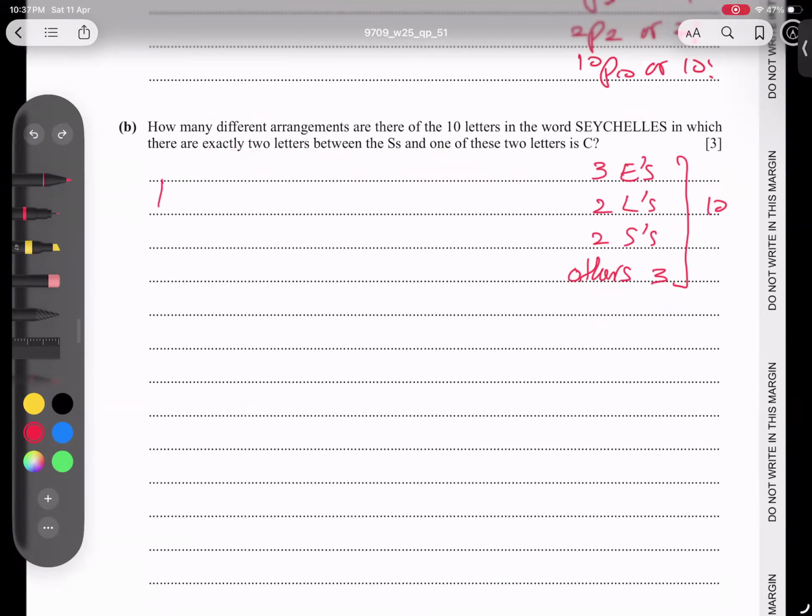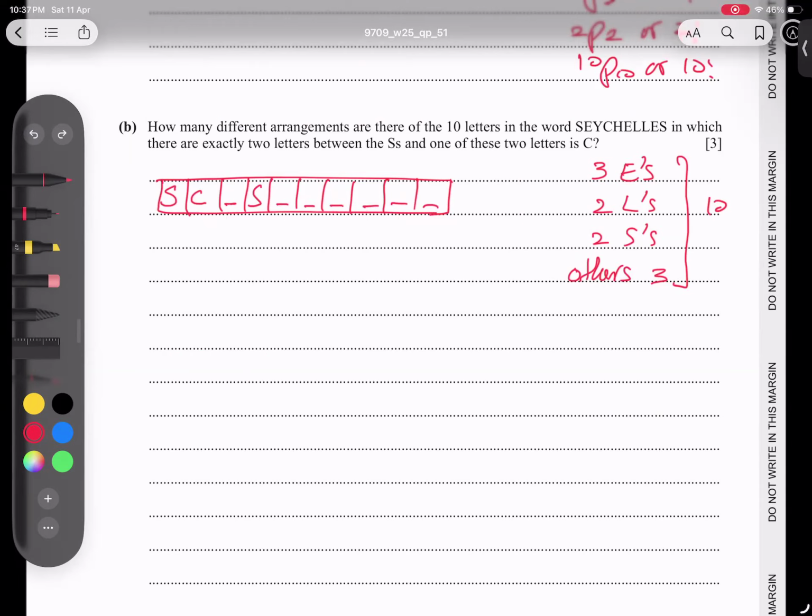Okay, it means make 1, 2, 3, 4, 5, 6, 7, 8, 9. So I have to make this kind of thing. Now he said one S here, one S here, one C, and one empty space. And how many more empty spaces are there? 1, 2, 3, 4, 5, 6, and 7. So 1, 2, 3, 4, 5, 6, 7.